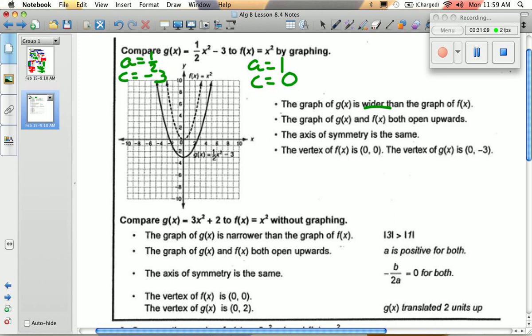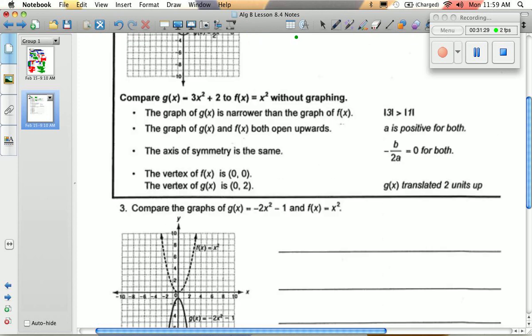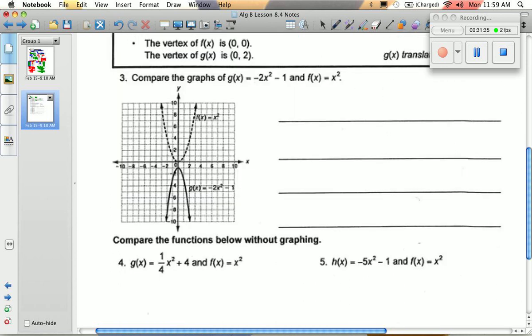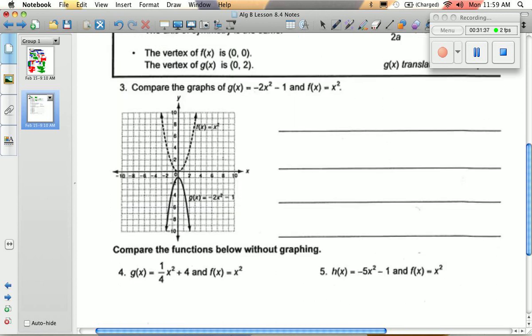They both open upwards, because the a values are both positive. I would write these in a different order, but the axis of symmetry stays the same. The vertex changes though. It goes down 3, so it is now at 0, -3. What they're going to have us practice here is doing this without graphing. I'm going to leave that example for you to study on your own. And let's look at number 3. They've already got a graph for us.